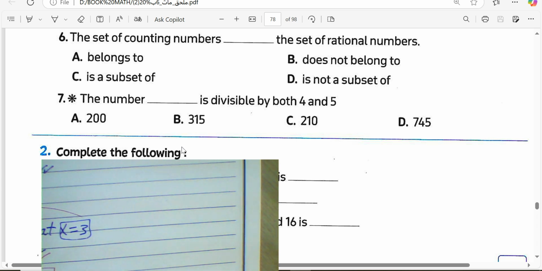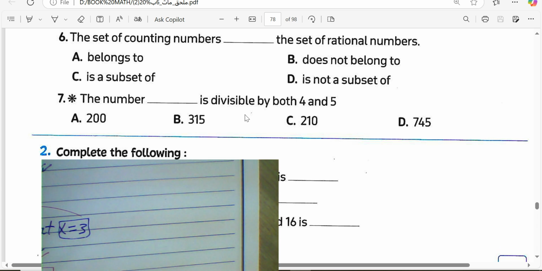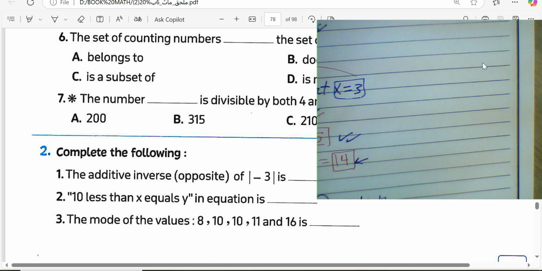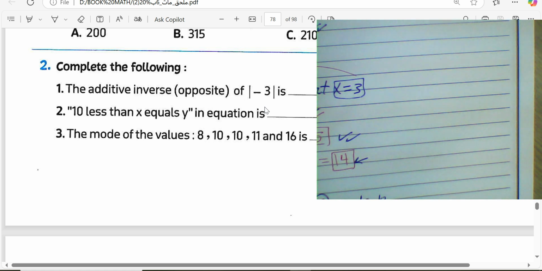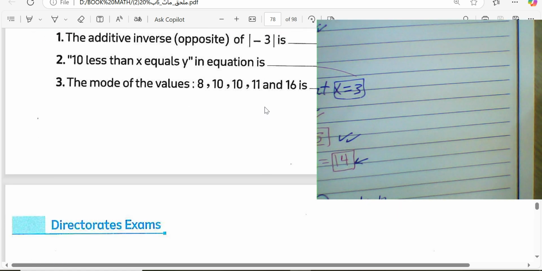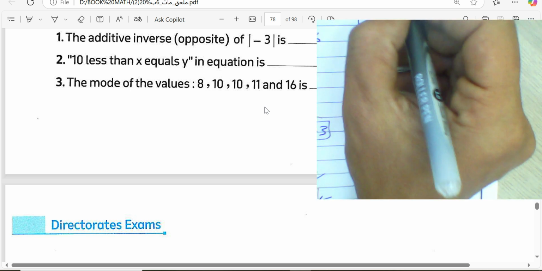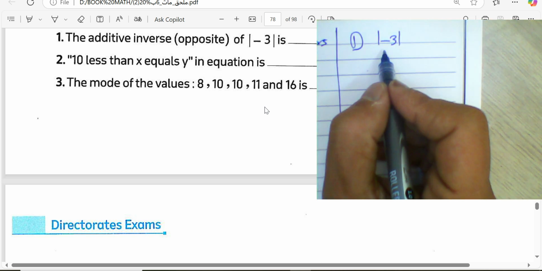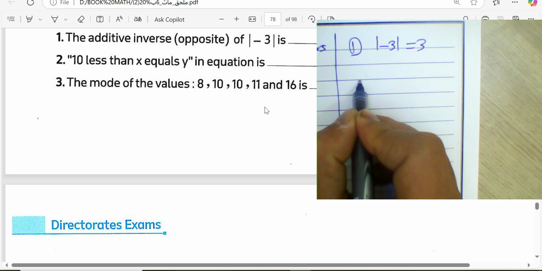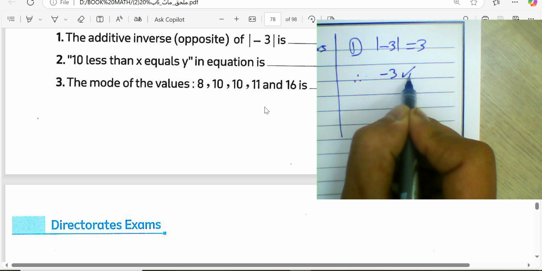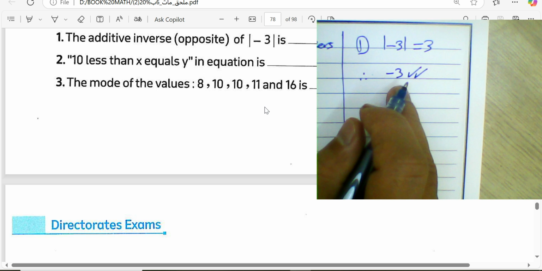Next, example number 2, complete the following. Number 1, the additive inverse of negative 3. The additive inverse of the absolute value of negative 3. We know the absolute value of negative 3 will be 3. Then the additive inverse will be negative 3. The result will be negative 3.